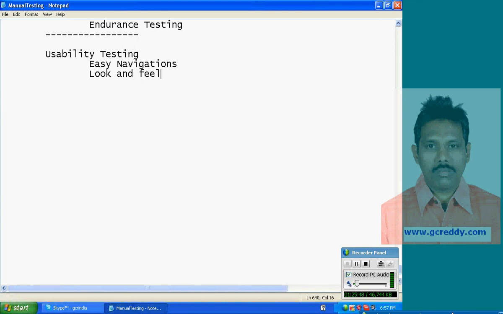Got this point, Priyanka? Why do most applications on the internet use blue color? Less strain for the eyes. Suppose it is red color, we can't see red for a long time, isn't it? Yes, sir. So in look and feel, we consider colors, alignments, etc.